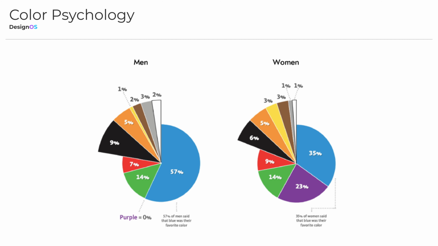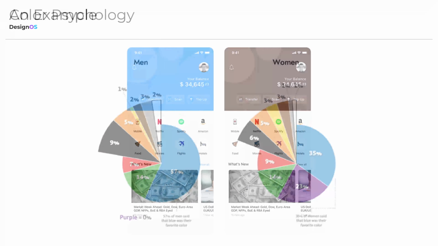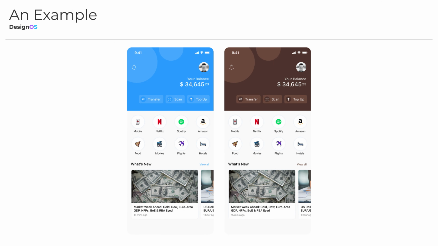Let's understand this with an example. So far in this series, we have been creating a payments app, and we can use that app to transfer money between our contacts. So let's go ahead and change the primary color of this app to a brown. The result will look something like this.